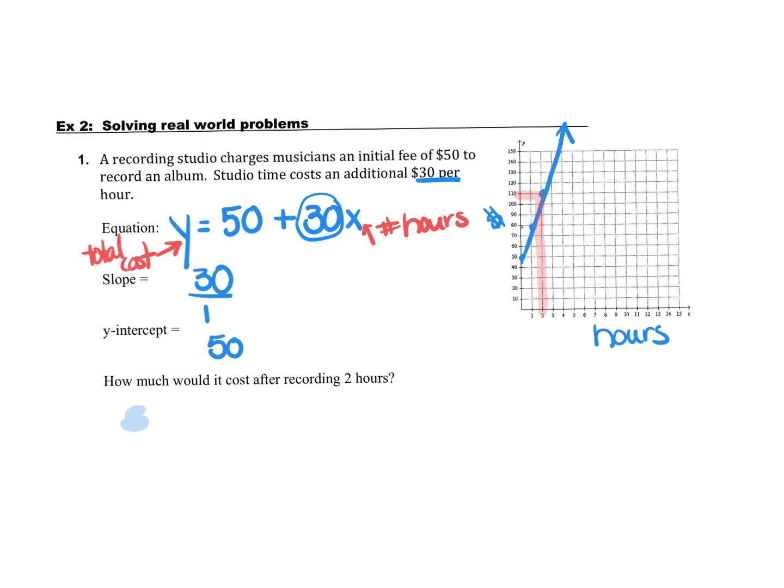And another way you could do that is by taking that initial equation, y is equal to 50 plus 30x. Well, if it's for 2 hours, I'm going to plug that 2 in there for the x. So 30 times 2 is 60, and 60 plus 50 is equal to 110. So 2 ways you can go about getting that answer.